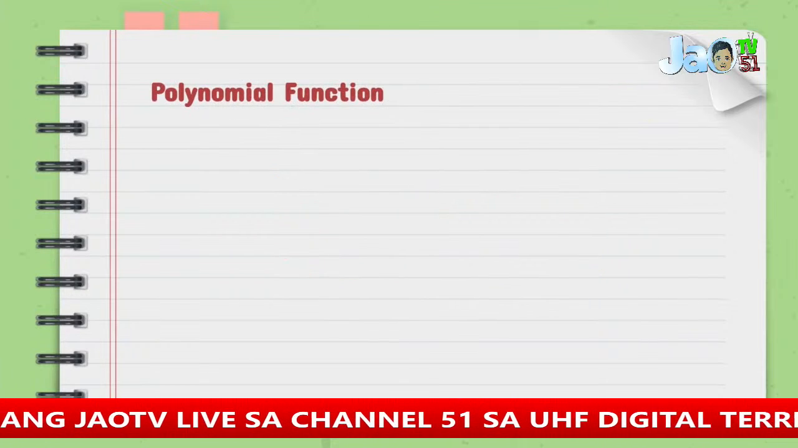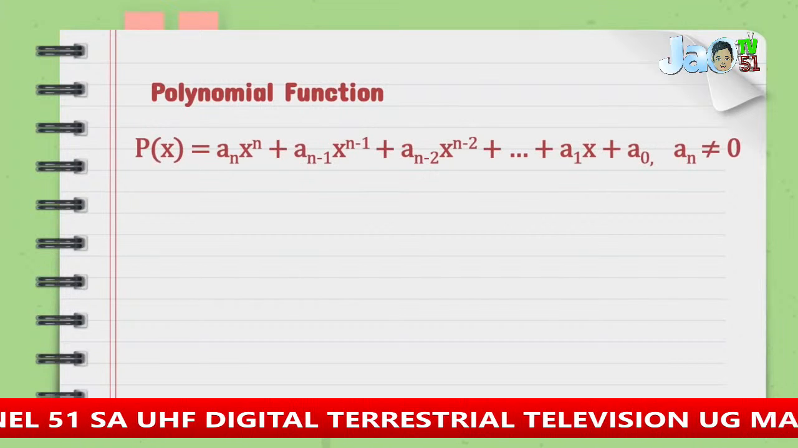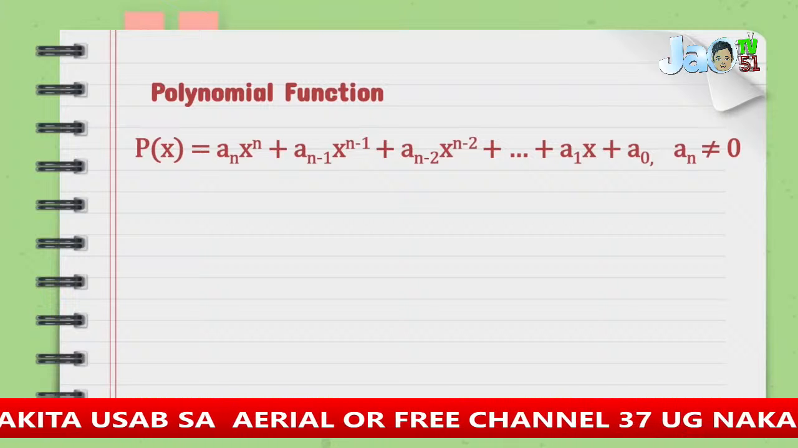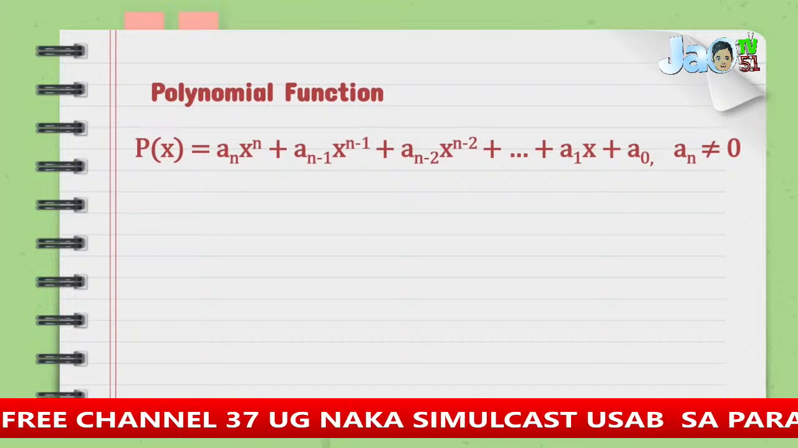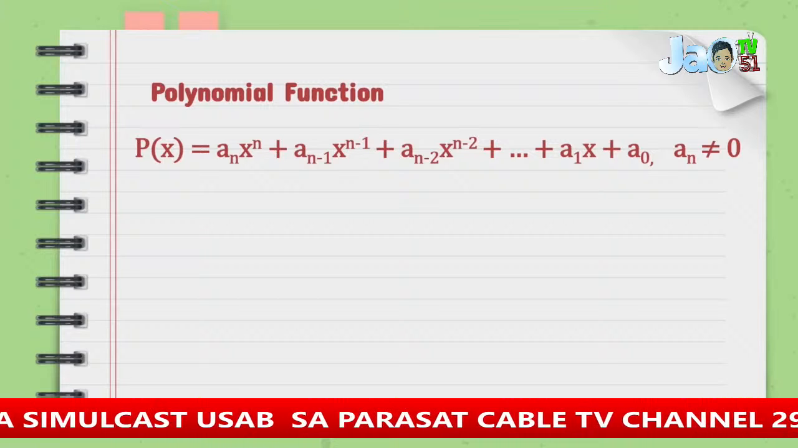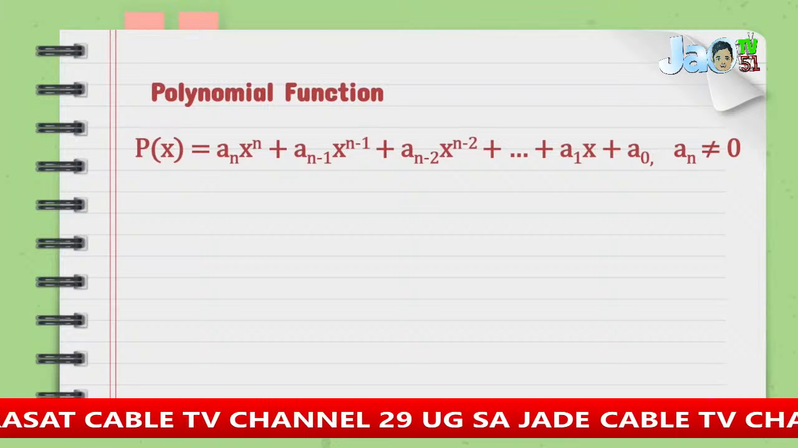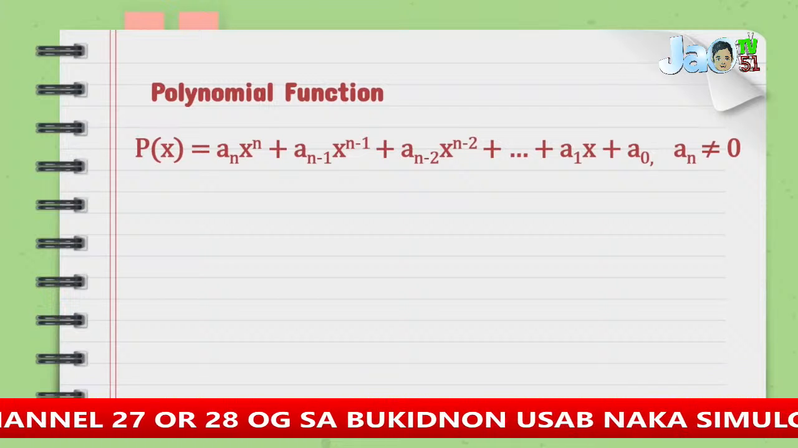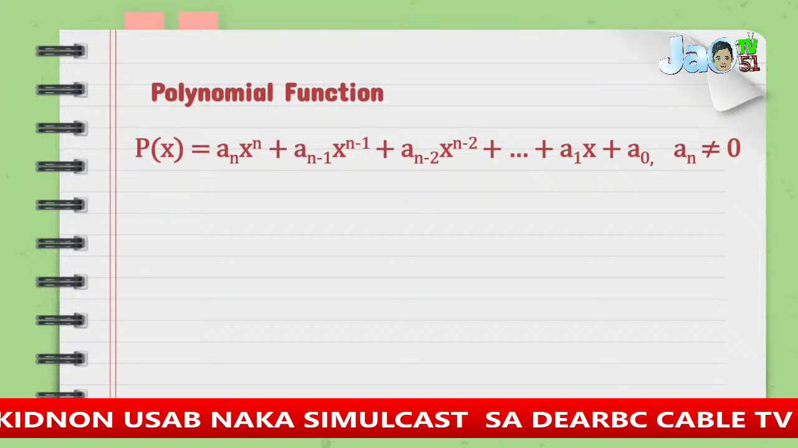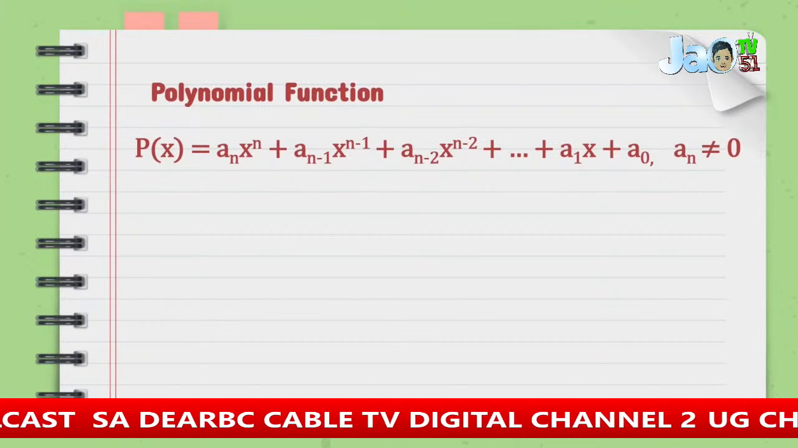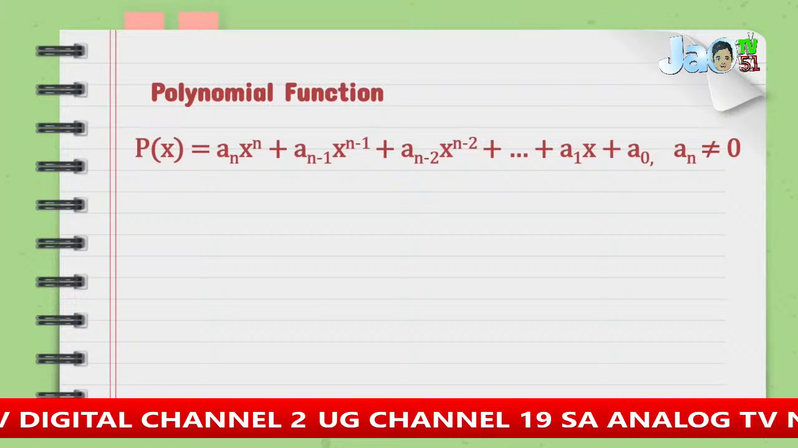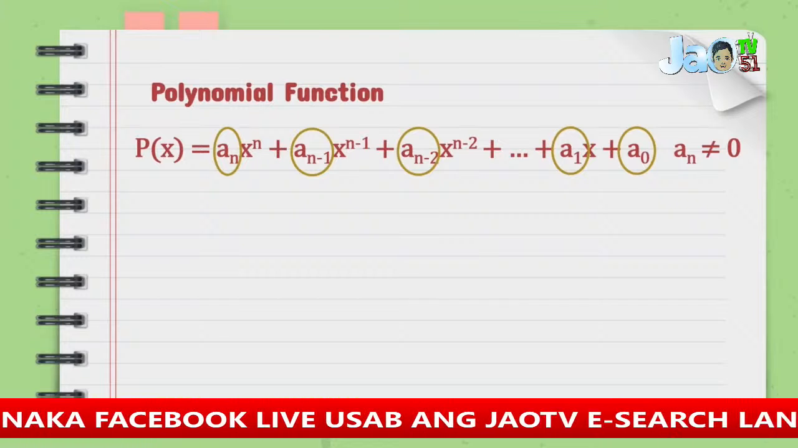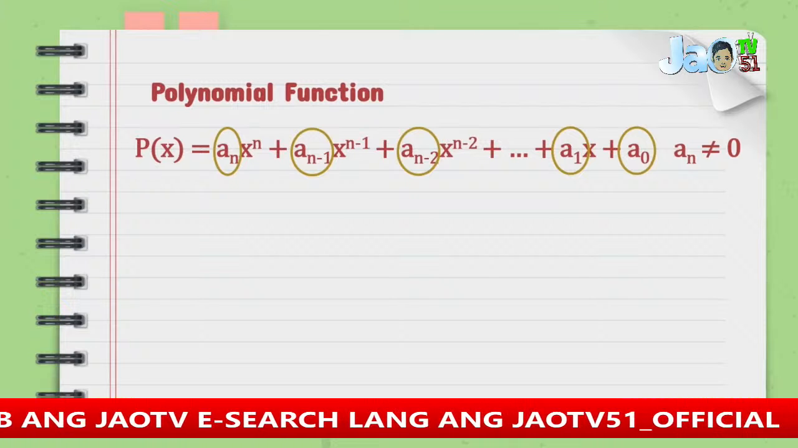A polynomial is a function of the form p of x is equal to a sub n x to the n plus a sub n minus 1 x to the n minus 1 plus a sub n minus 2 x to the n minus 2 plus ellipsis plus a sub 1 x plus a sub 0, where a sub n is not equal to 0. n is a non-negative integer. a sub 0, a sub 1, and so on until a sub n are real numbers called coefficients.